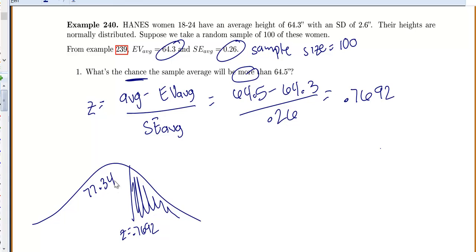So how do I find the area to the right? I can use the complement rule. So I'll do 100% minus 77.34%, which gives me 22.66%.